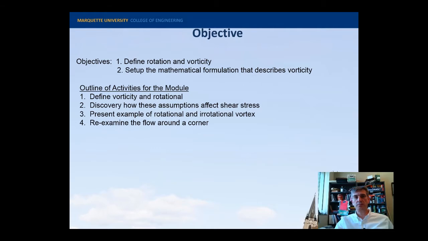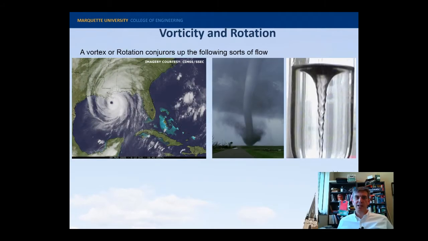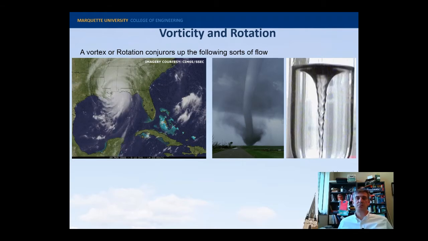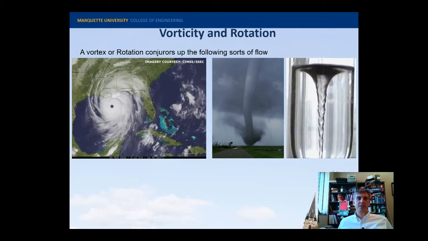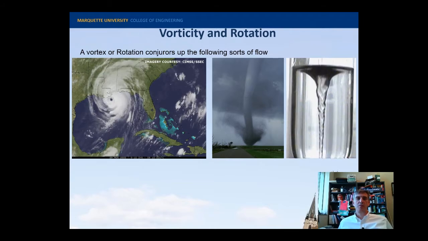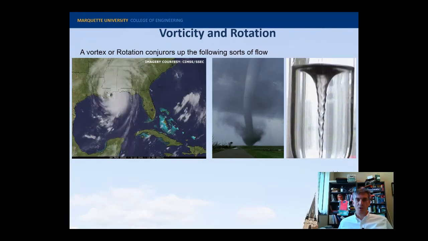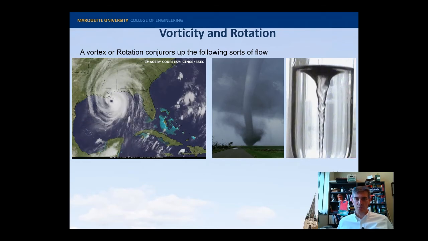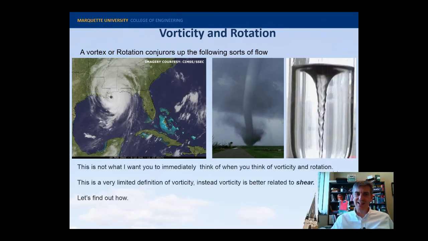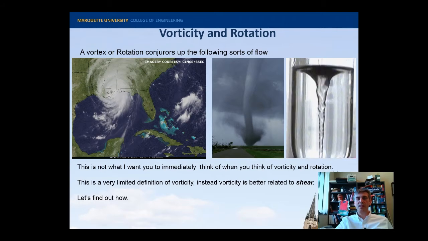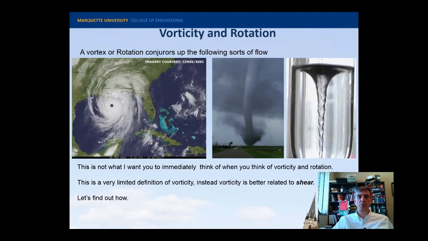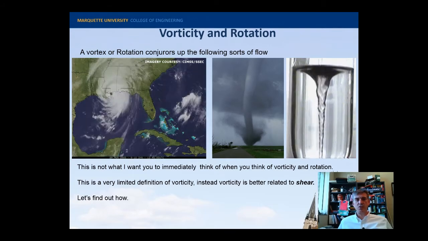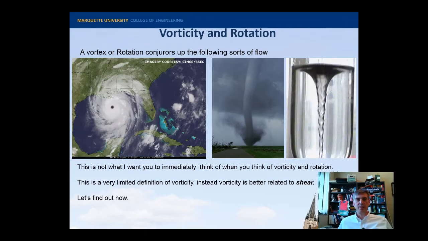Oftentimes when you think about vorticity and rotation, these are the sorts of images that people think about. Basically a big swirling flow of some sort, whether it's water draining out of a bathtub or a tornado somewhere. But this is not necessarily what I want you to think of when you think of vorticity and rotation. Really, this is quite a limited picture, and there's too much going on here.